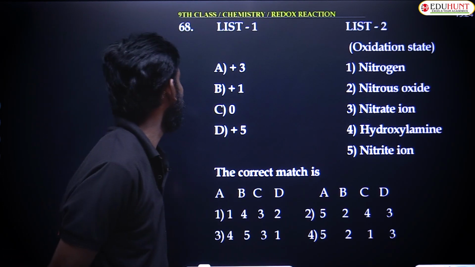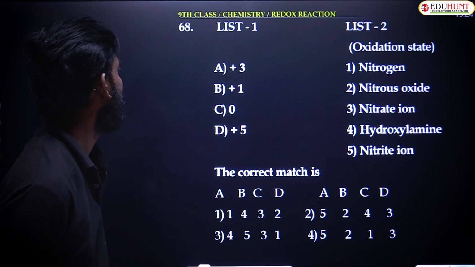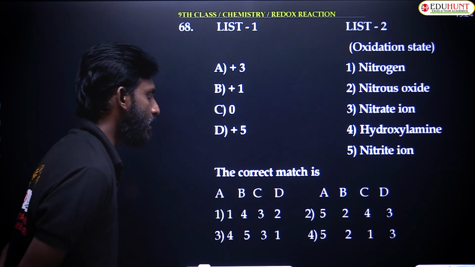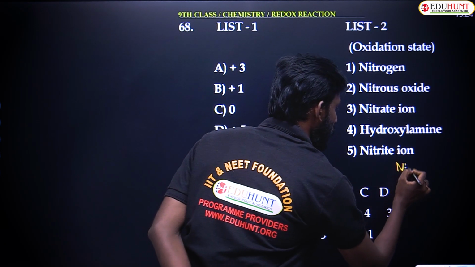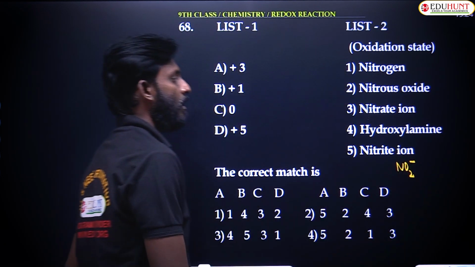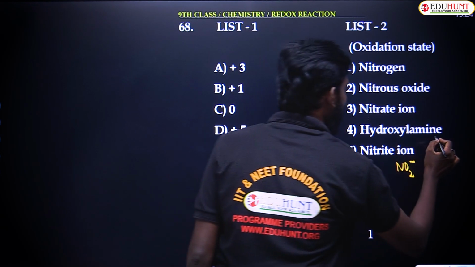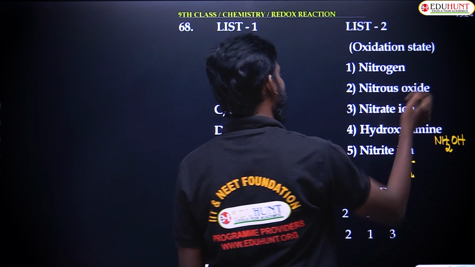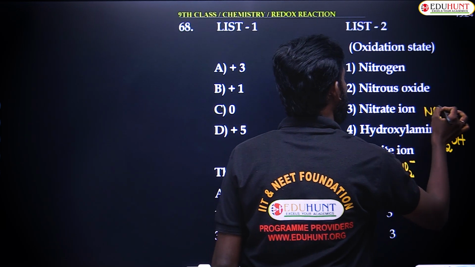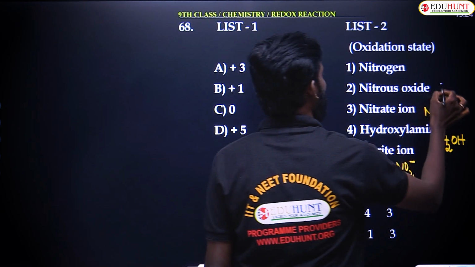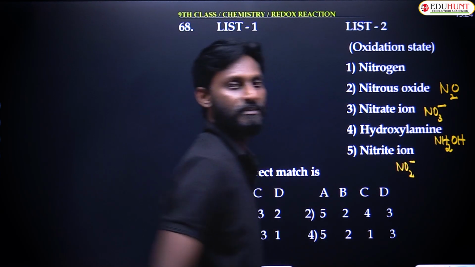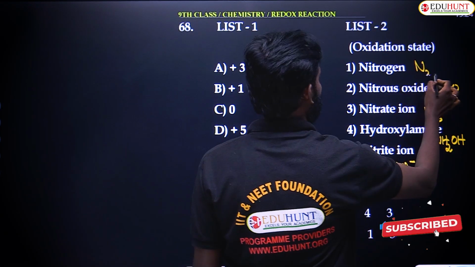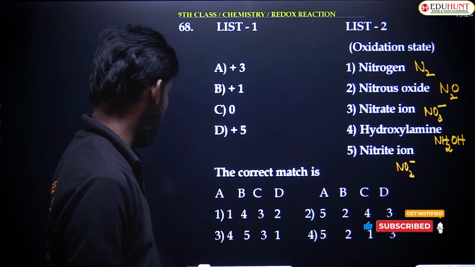Okay. So now you have a different kind of question, matching. List 1, list 2, you have to match. Nitrite ion: nitrite is NO2 minus. Hydroxyl amine means NH2OH. Nitrate ion, NO3 minus. Nitrous oxide, laughing gas. And nitrogen. Now match it.